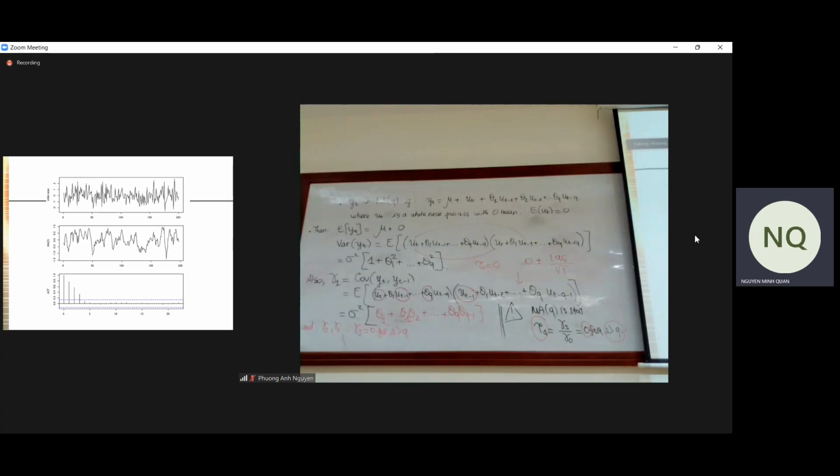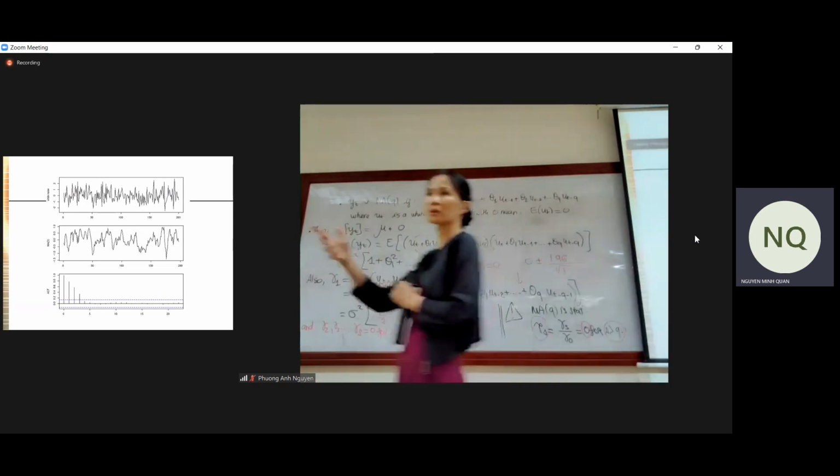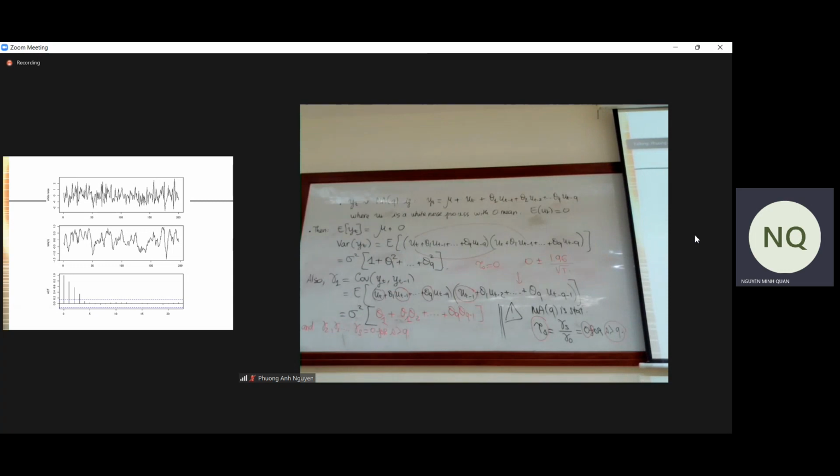They are not significant because they are sample autocorrelations. When you run the software, they give you the 2 lines like this, and then you can see right away whether the corresponding tau is significant or not.